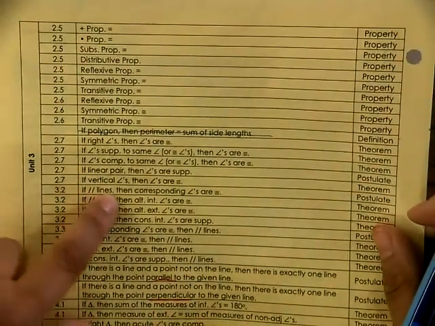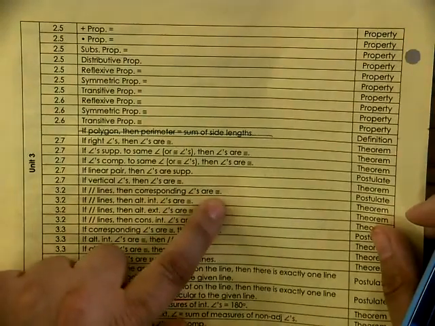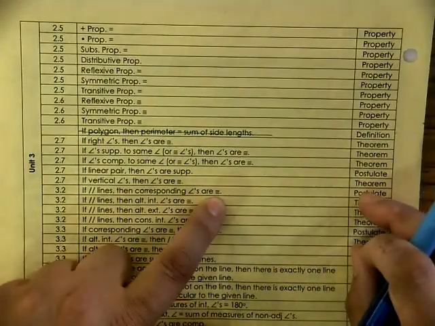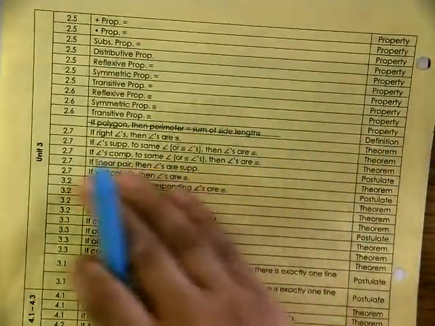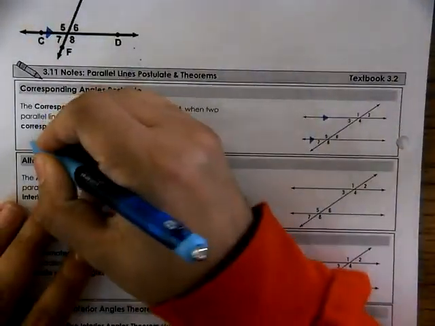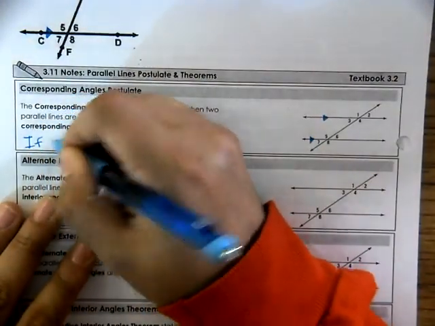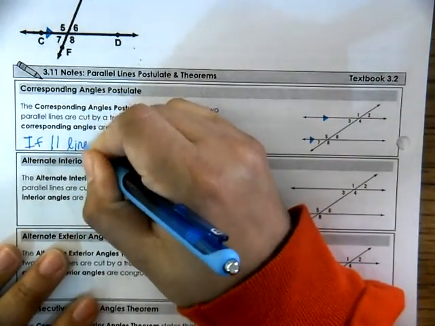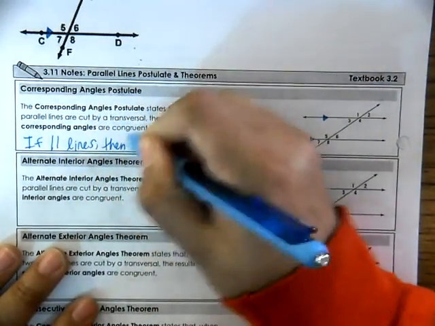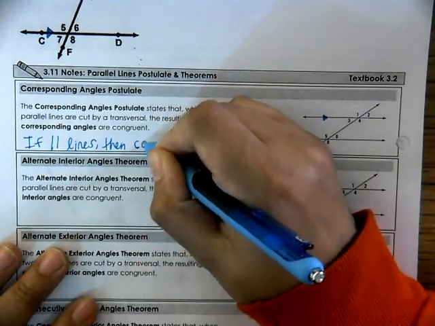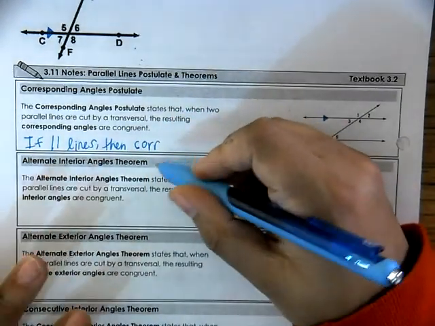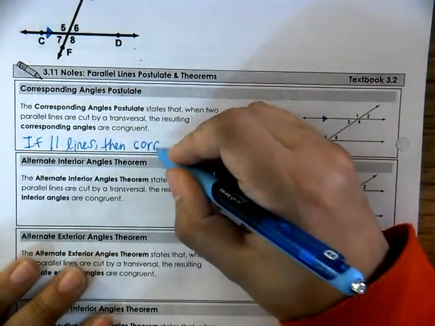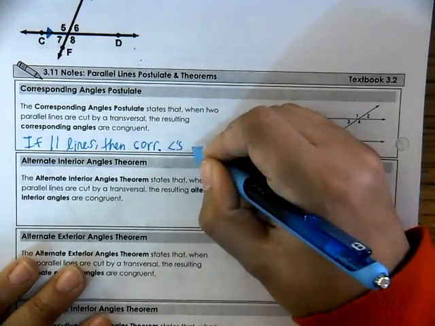So if parallel lines, then corresponding angles are congruent. And that is a postulate. Okay, you don't need to know it's a postulate, but we are going to go ahead and write that down right here as like the shorthand. So if parallel lines, then corresponding, and you can abbreviate corresponding if you want to just do CORR, that's fine too. Corresponding angles congruent.